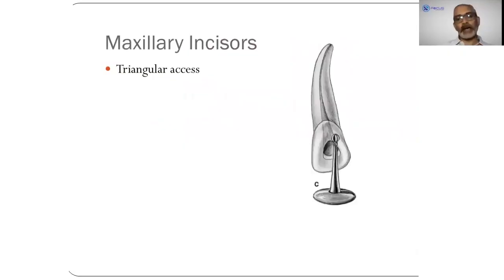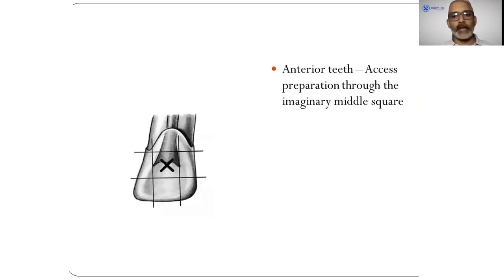Let's see. For a maxillary incisor, generally the access cavity you prepare is triangular. This access has to be prepared from the lingual side. Only in certain cases, like crowding of teeth, or when the tooth is tilted too much, do you think about a buccal access. Otherwise, we always prefer lingual access.